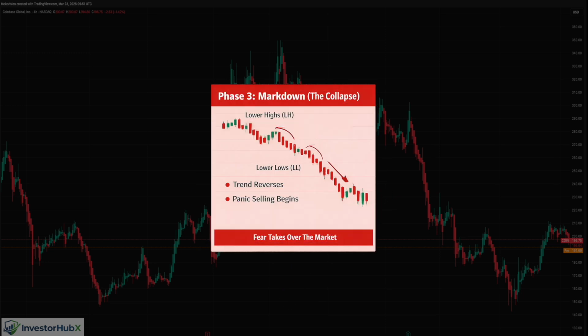Finally, we enter phase 3, the markdown phase. Price breaks down, and the structure changes from higher highs and higher lows to lower highs and lower lows. The trend has reversed. Sellers are now in control. This is where panic selling begins, and late buyers get trapped. Fear takes over the market.